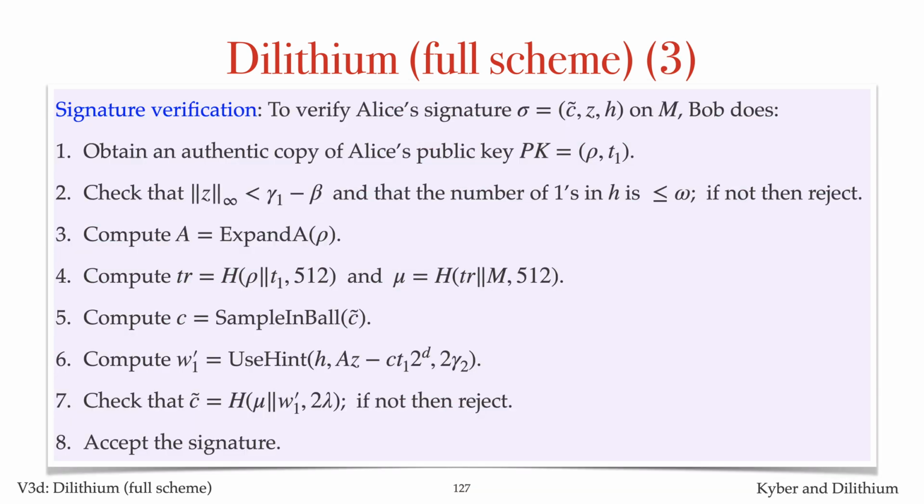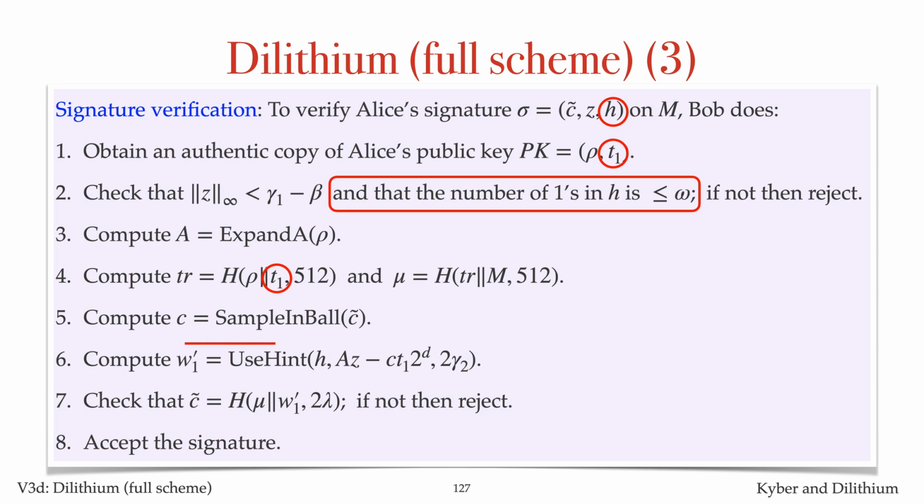Here is how signature verification in the full Dilithium scheme differs from the scheme without t compression that was presented in V2b. The hint vector is included in the signature, and the public key is comprised of rho and t1 instead of rho and t. The verifier checks that the number of ones in the hint vector is at most omega. If not, he rejects the signature. He computes the hash tr of the public key using t1 instead of t.